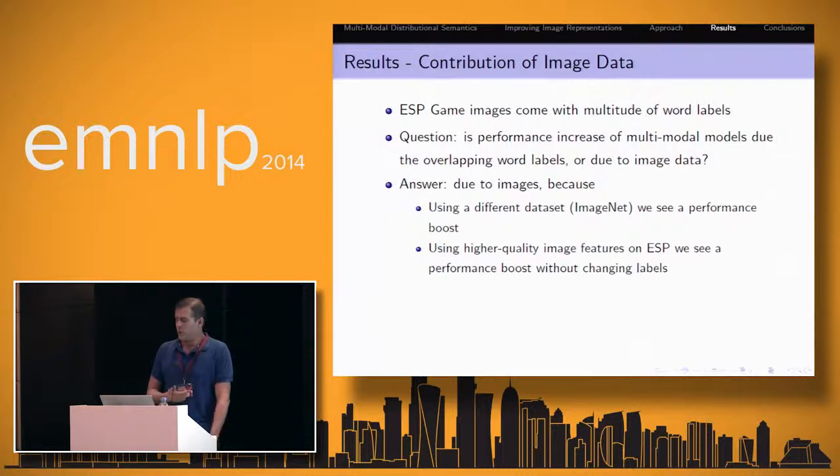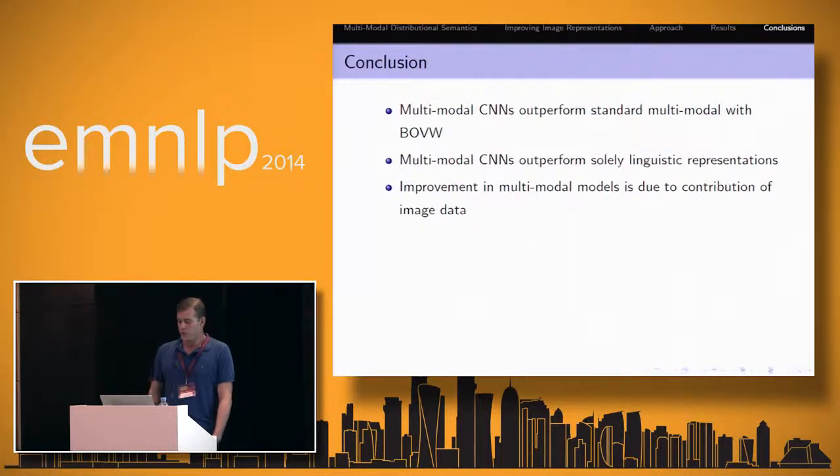And the answer that we can give now is that it's due to the images, because we use a different data set than the ESP game data set, and we also see a performance boost. And when we use higher quality image features on the ESP, so instead of doing bag of visual words, we do these convolutional neural networks, we also see a performance boost without changing any of the labels. So that means that the image data really contributes a lot to the representation quality.